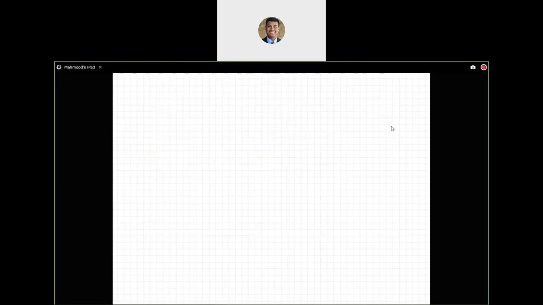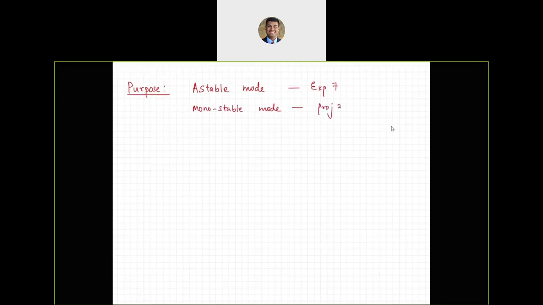So the first question is purpose. Well, the purpose of this chip could be manifold. There are primarily two configurations that we will run this chip in. They are the astable mode, which is essentially explored in experiment 7, and there's a monostable mode, which is part of project 3.